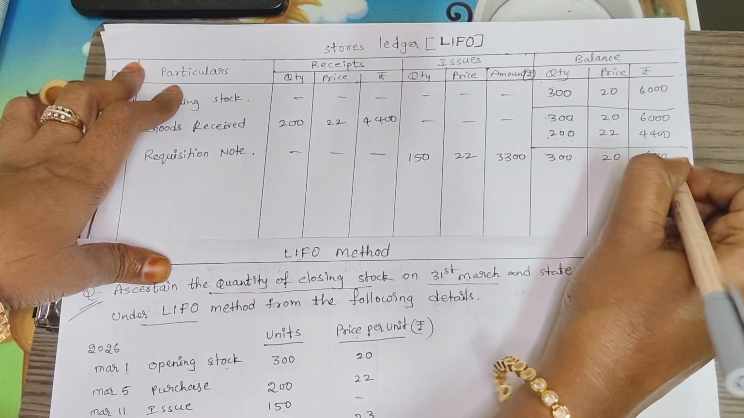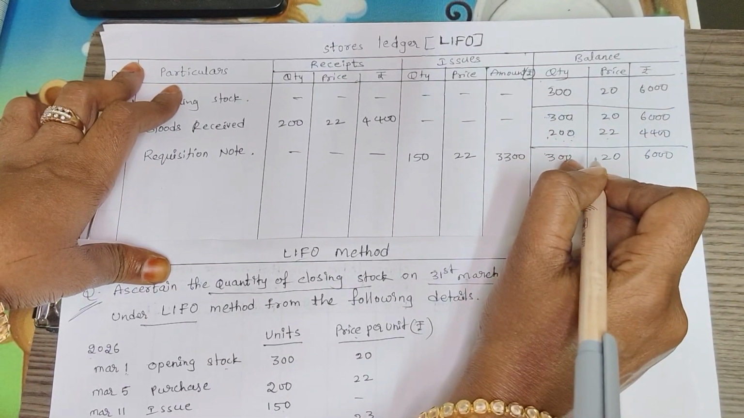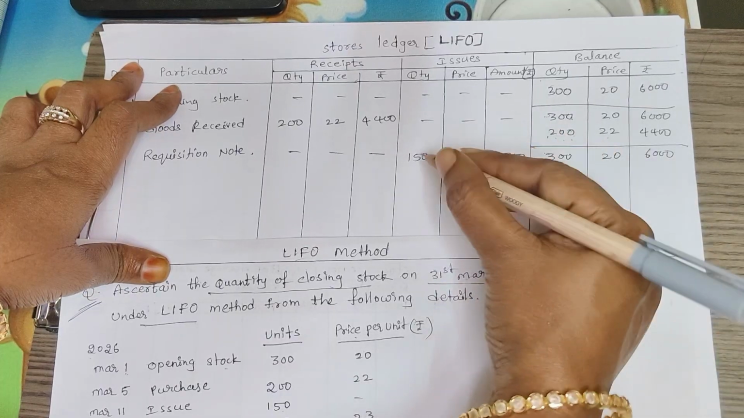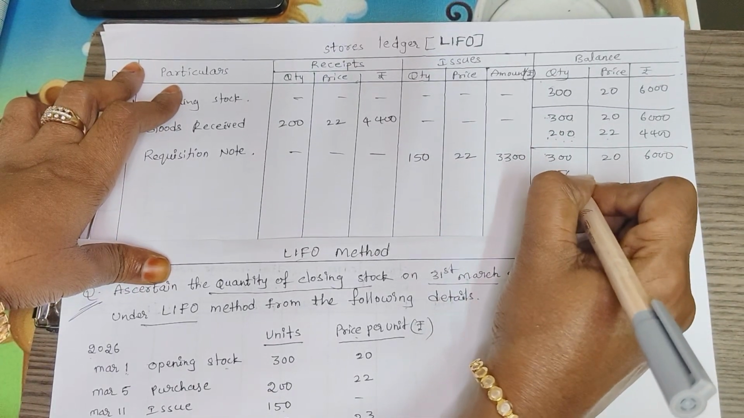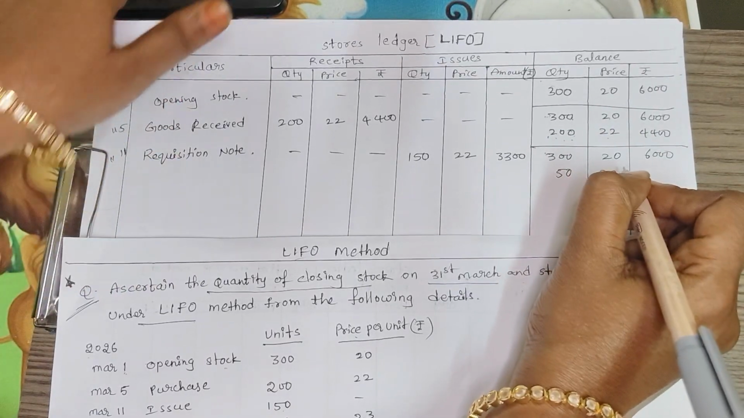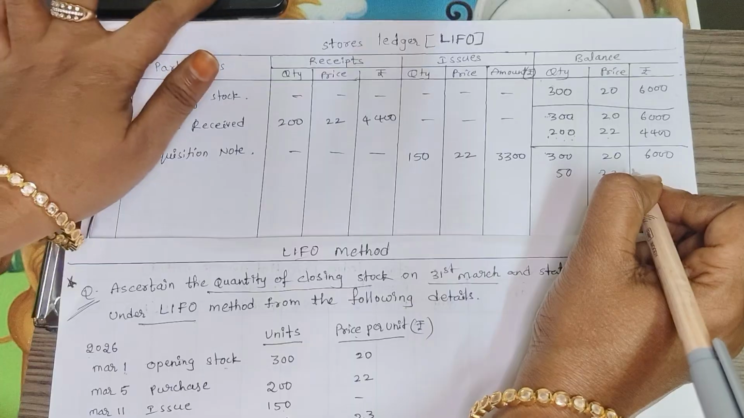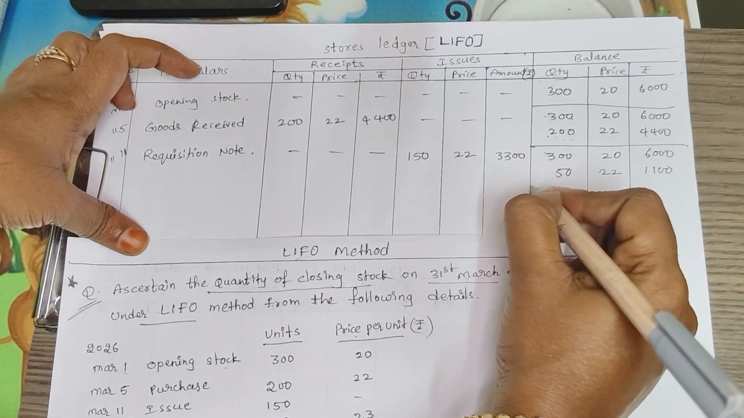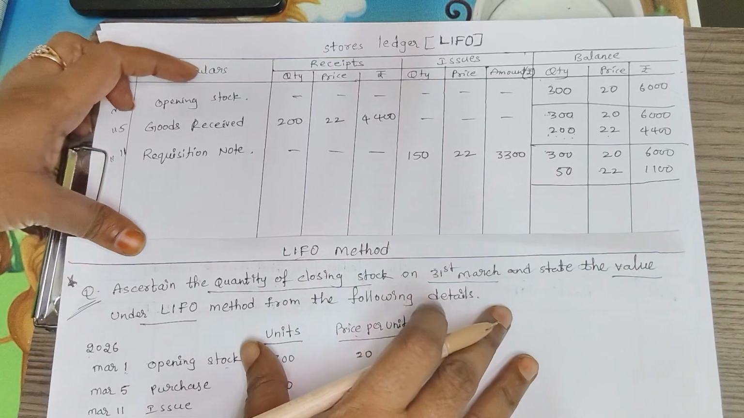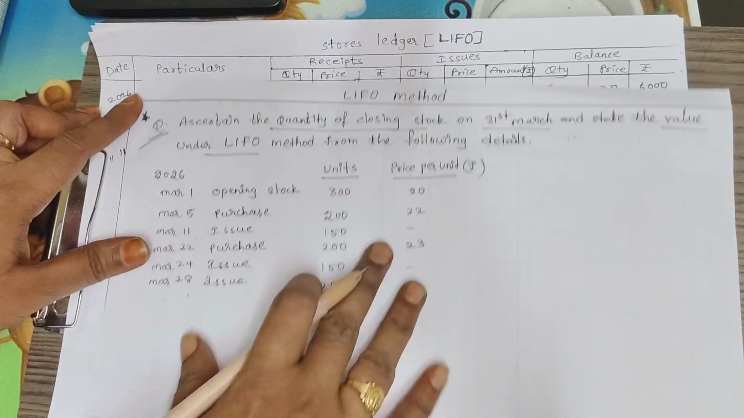So this 300 units are not issued, so they are still in the store, so we need to show here. And next, from 200 we issued 150 units. So leftover how much? 50 at the rate of 22. So 50 into 22, 1100. Close this.